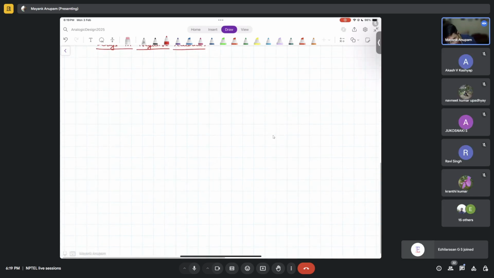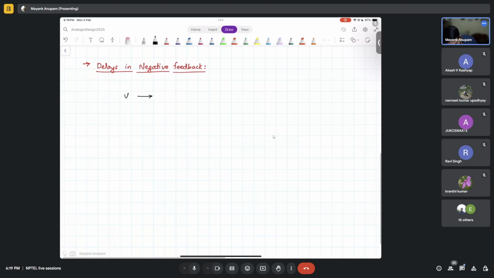Okay. So for negative feedback to work, we know that there is certain input. Let's not call it vref, let's call it some reference. We'll make it a general negative feedback system. So there is a reference here, and then you have your output here. You have some output.